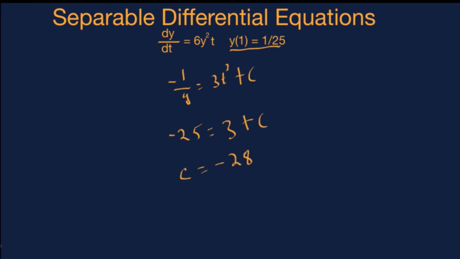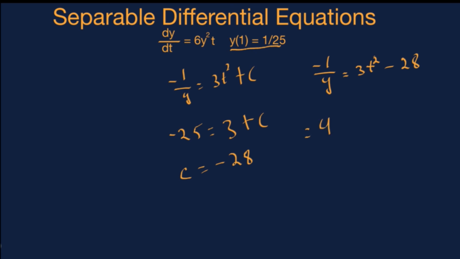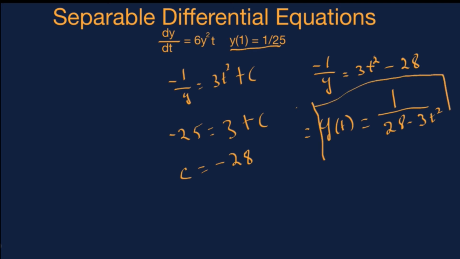And now plugging this into the general solution gives us the particular solution that satisfies the initial condition. And that will be negative 1 over y is equal to 3t squared minus 28. And then when we solve for y, we get y of t is equal to 1 over 28 minus 3t squared. And this is the particular solution that satisfies our initial condition.